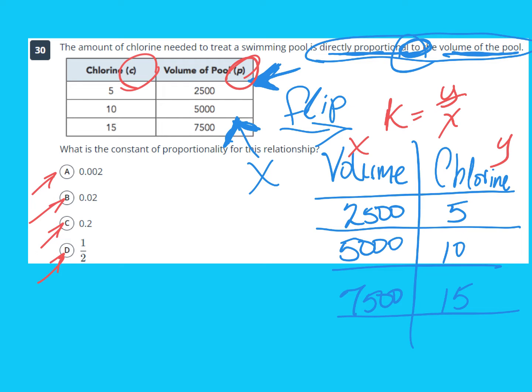So Y divided by X, I can use any one of these, but I'm going to choose to use this one. I like those numbers better when I manipulate them. Y divided by X is going to be 10 divided by 5,000. Mrs. De Silva, why do you like those numbers better? Well, look at this. Get rid of those zeros. That's going to equal 1 over 500.